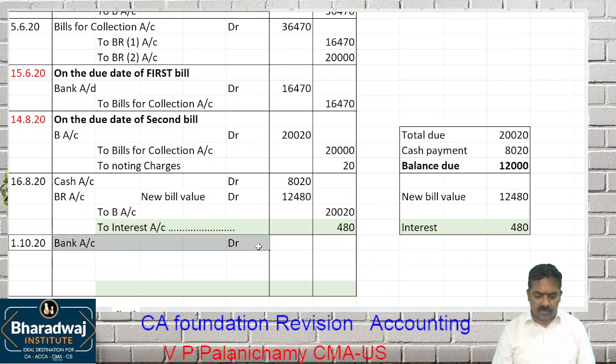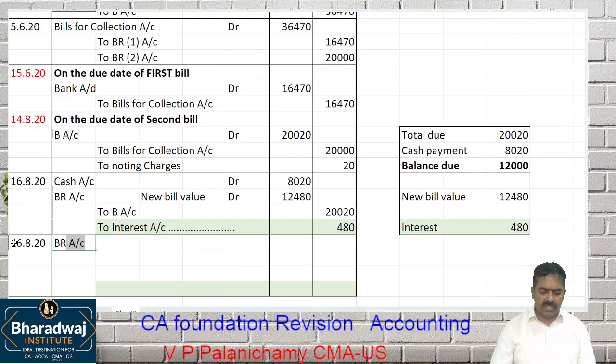Immediately sent for collection. On 16th August 2020 itself, we are sending the bill for collection. What is the entry for bill for collection? Account debtor to which account? Bills receivable account. The new bill we are sending, 12,480.